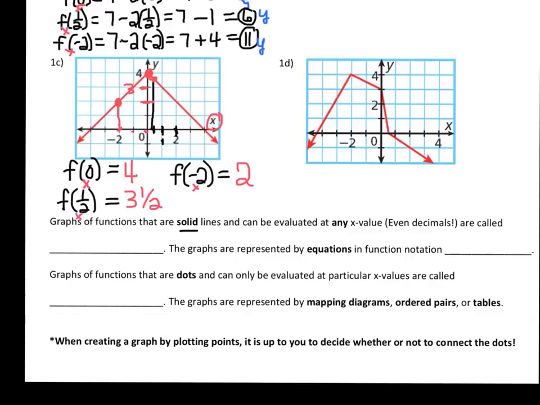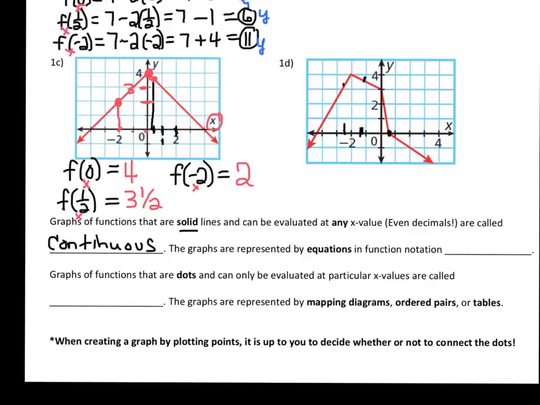That means that we could figure it out when x equals 1/2, like you had to do in 1D. We could figure it out when x equals -1.1. We could go to that spot and figure it out. We could figure out where the graph is at -2.5. We'd be able to do that because the line is everywhere on the graph. It even continues because of the arrows at the end. So if that's what you have, even in weird decimal places, your graph is continuous.